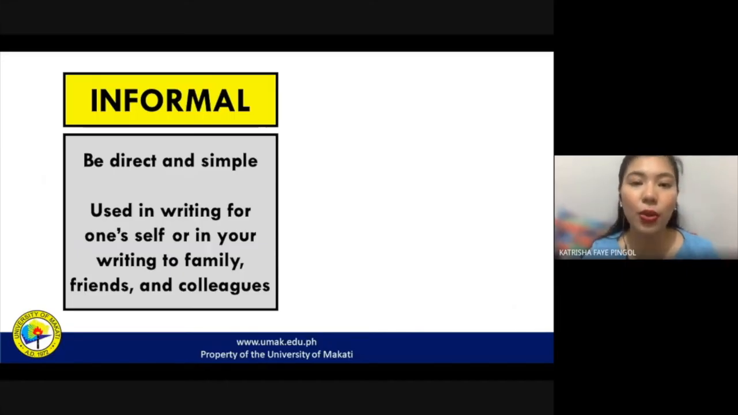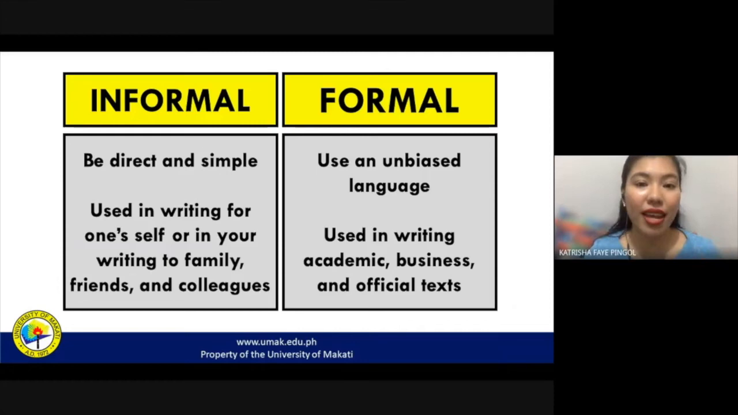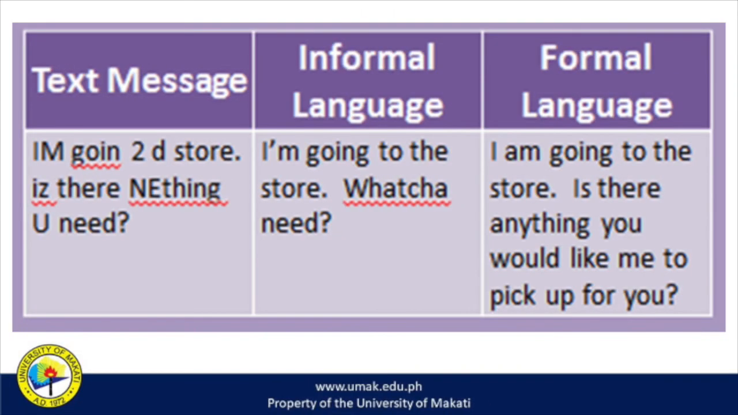For academic texts, more often than not, we utilize the formal type of language. Formal language is an unbiased language because it strictly adheres to the rules of language use. That's why formal language is what we use in writing academic texts, business texts, and even government and official texts. Let's see the differences among the many ways we use language.